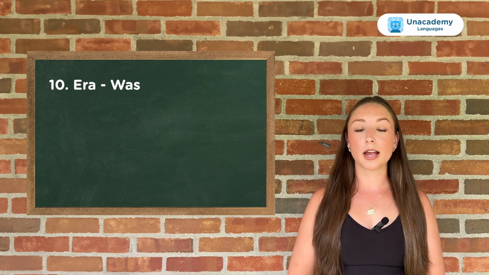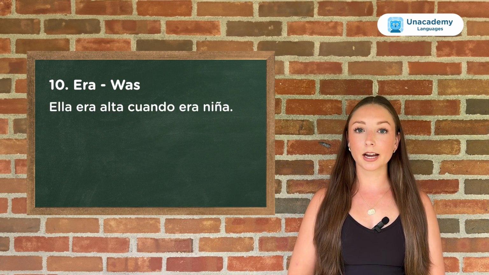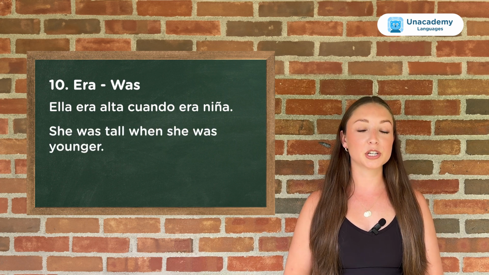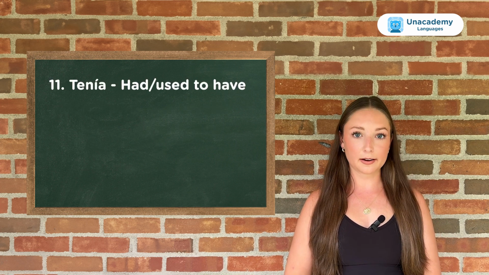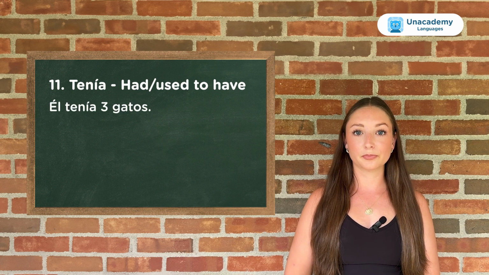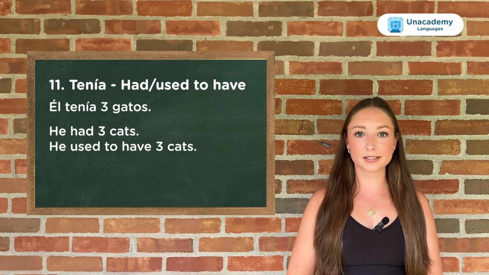Número 10. Era. Was. Ella era alta cuando era niña. She was tall when she was younger. Tenía. Had or used to have. Él tenía 3 gatos. He had 3 cats. Or he used to have 3 cats.